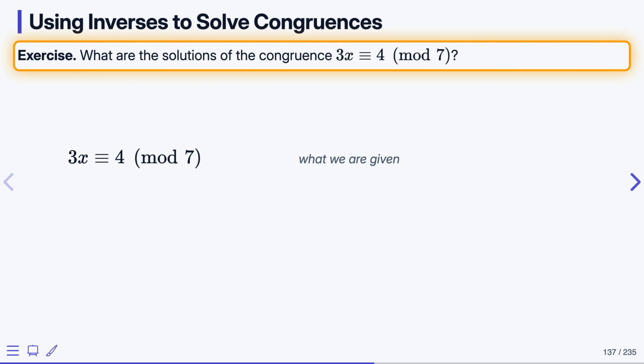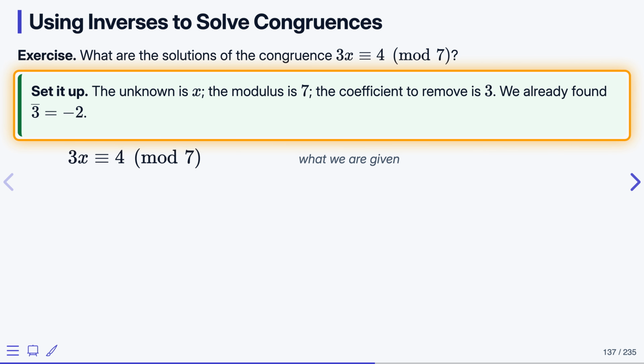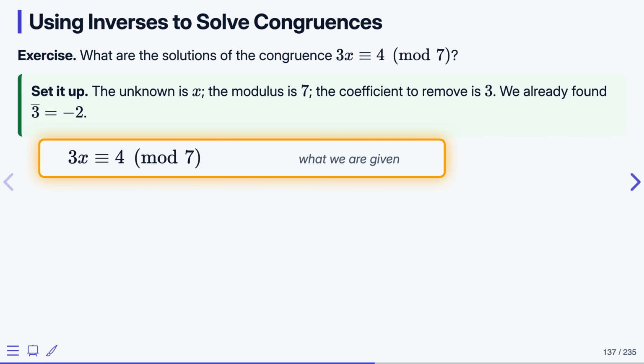Now we use an inverse to solve a congruence. What are the solutions of 3x congruent to 4 mod 7? Set it up. The unknown is x. The modulus is 7. The coefficient we must remove is 3. And we already worked out that an inverse of 3 mod 7 is minus 2. Line 0. We are given 3x congruent to 4 mod 7.